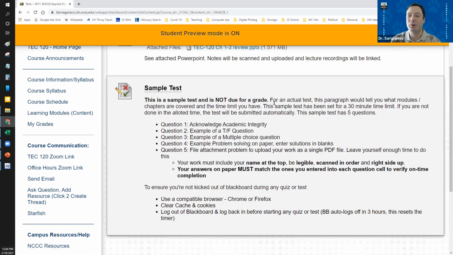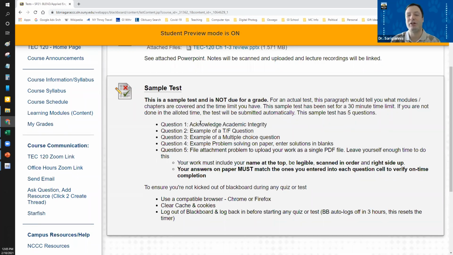It will tell you how much time you have, right? This sample test has been set for a 30-minute time limit. And the test will be submitted automatically if you're not done in that time period. The sample test has 5 questions. In your test, I actually put whatever questions.